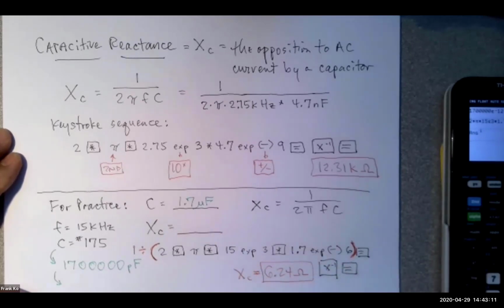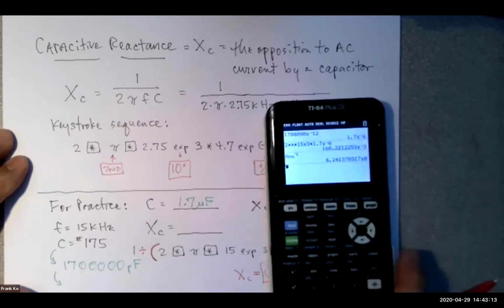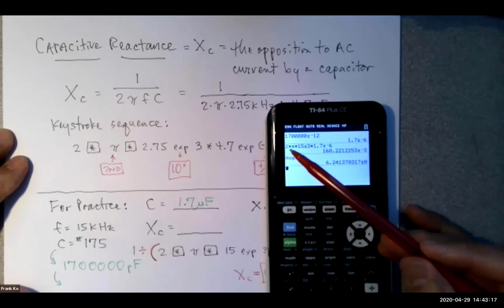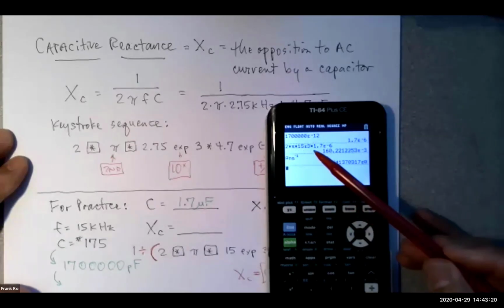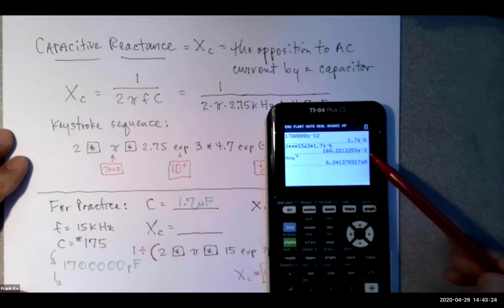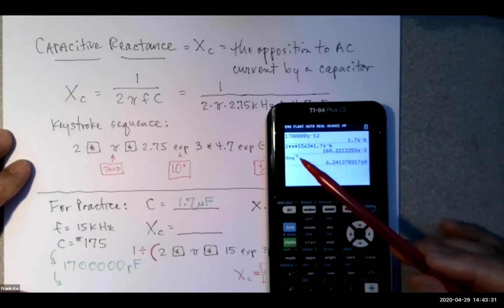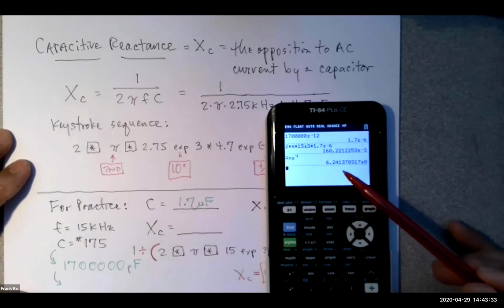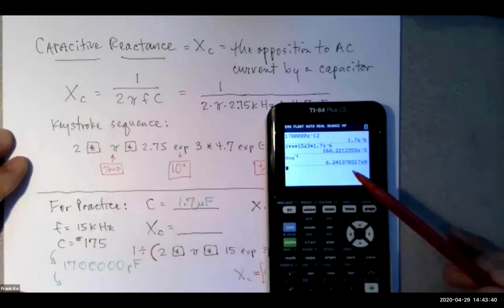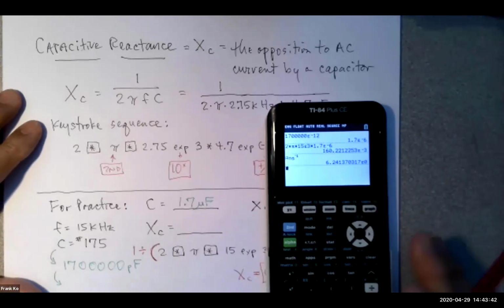And so Rolando, you were one step away from that, because what you did was, if you look at my calculator, you did this part. You did the 2 times pi times 15 exponent of 3 times 1.7 exponent -6. You hit equals and you end up with 160 milli. Remember, that's only the denominator. You have to reciprocate that answer one more time, and then you'll end up with this number consistent with everybody else, which is 6.24 ohms. So Rolando, could you double check that calculation, please?